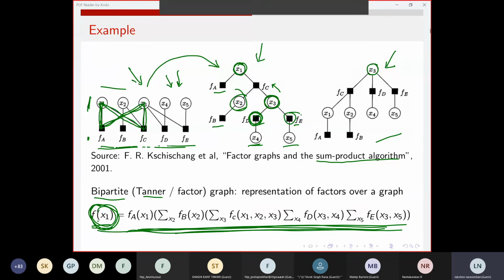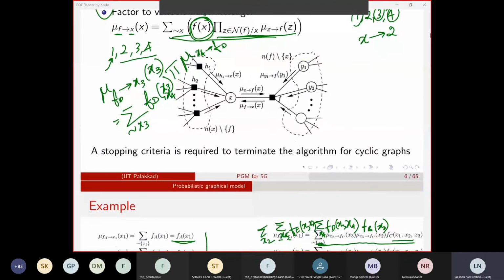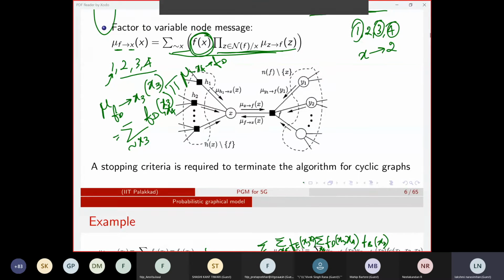If there is a cycle in the graph, then you cannot write it down like a tree. Any graph could be redrawn as a tree only if there does not exist a cycle. If there exists a cycle, then the messages start running in a loop, and you don't know when to stop. So the biggest problem when there is a cycle is that you need to know a stopping criteria. Until now, without a cycle, we knew that we start from the leaf nodes, come back to the leaf nodes and stop. But once there is a cycle, there is no leaf node, because every node is connected.